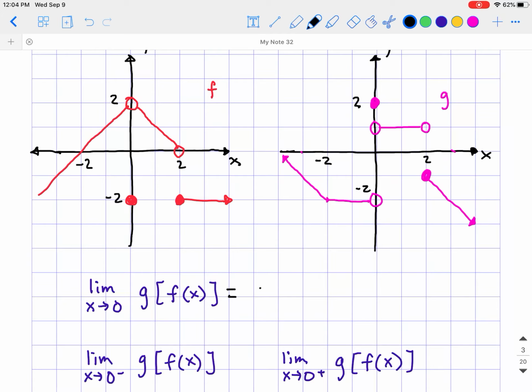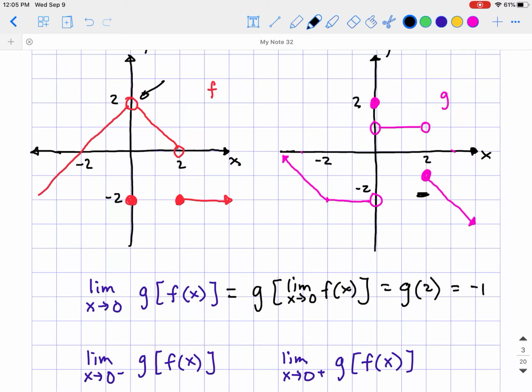Here, let me write it out as if I was showing my steps. So according to my property, this is going to give me g of the limit as x approaches 0 of f of x. And the limit as x approaches 0 for f is going to be this guy over here, which is going to be 2. So one might say the answer is g of 2. So then according to this over here, my answer is equal to -1.